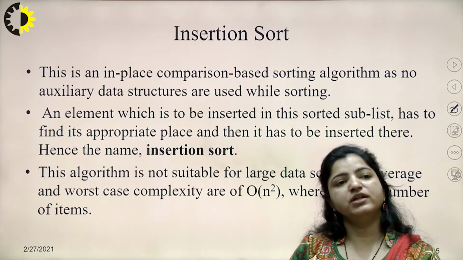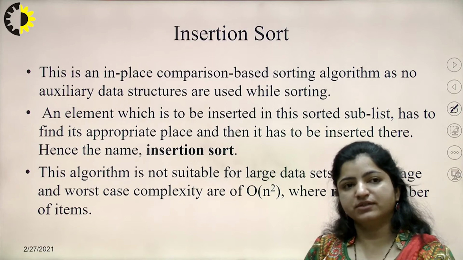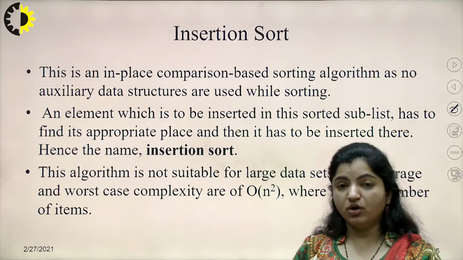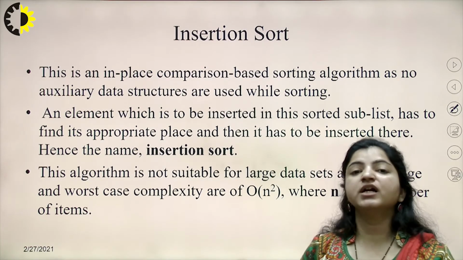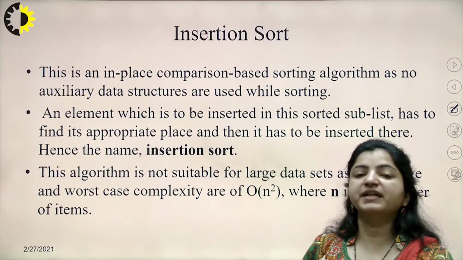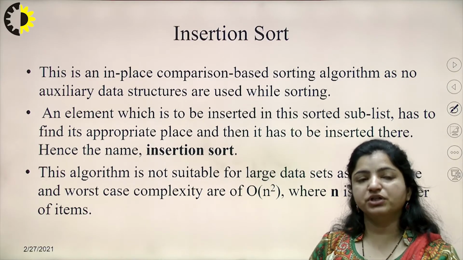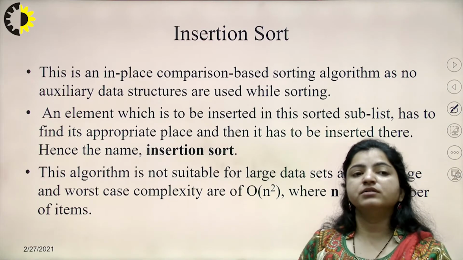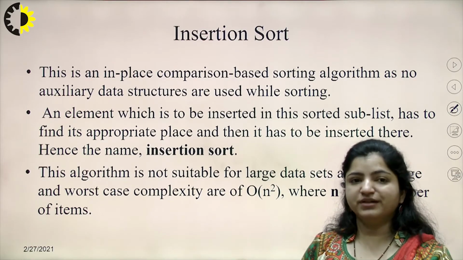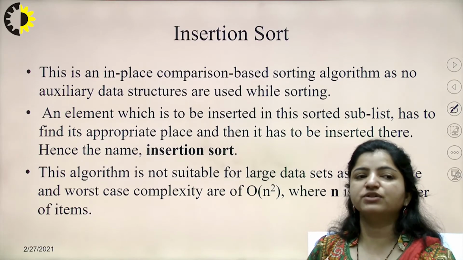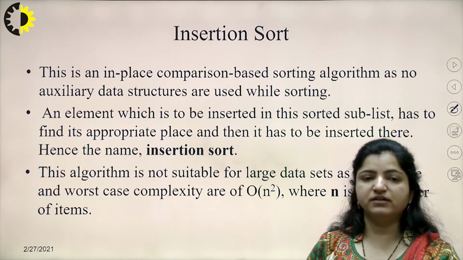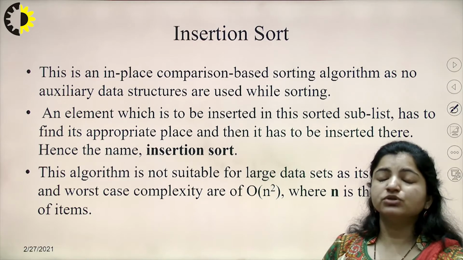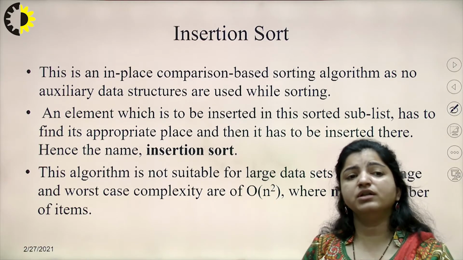So first of all, insertion sort. What is insertion sort? It is an in place sorting algorithm. That means we don't require any auxiliary data structure, any extra memory space in order to sort the elements using this type of sorting algorithm. Then the element which is to be inserted in this sublist has to find its appropriate place and then it can be inserted there. So this is why we call it the insertion sort.